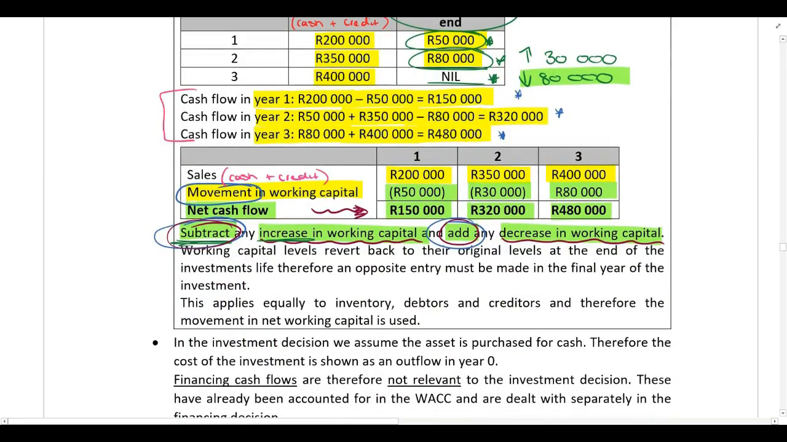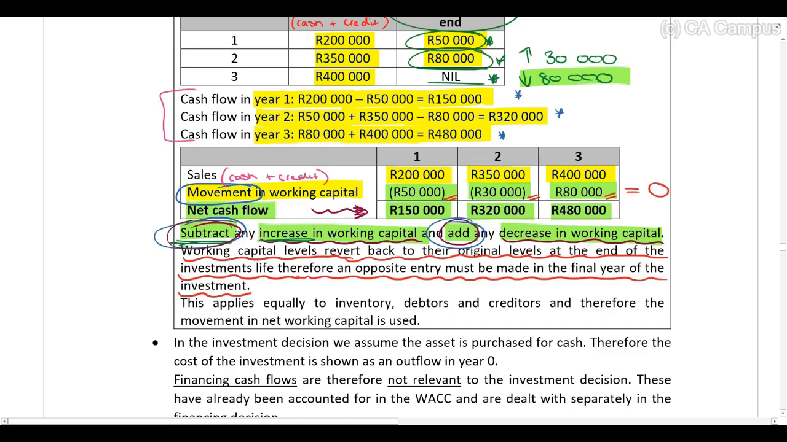And then please note that our working capital levels will revert back to their original levels at the end of the investment's life. So at the end of the investment's life, we will have an opposite entry. So meaning the net effect, guys, is everything here should come back to 0. I have an outflow of 50,000, an outflow of 30,000. So that gives me an outflow of 80,000. I have an inflow of 80,000 and the net effect is 0. So my working capital levels revert back to their original levels, comes back to 0 at the end of the investment life.